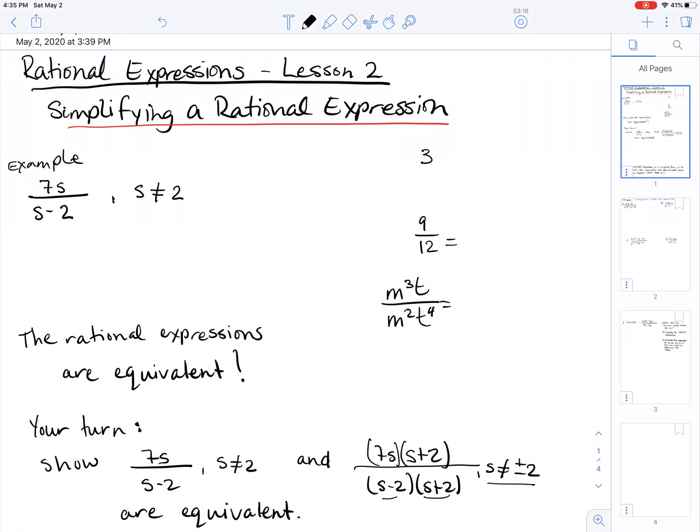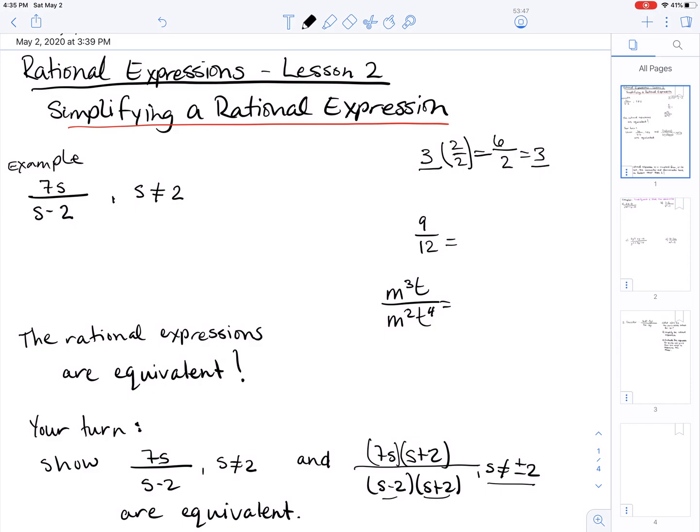If we take the number 3 and I multiply it by 2 over 2, 2 over 2 is equivalent to 1, so I'm not changing the value. Let's confirm this. 3 times 2 is 6 divided by 2, which we also know is 3. So I did not change the value of 3 at all by multiplying by 2 divided by 2.